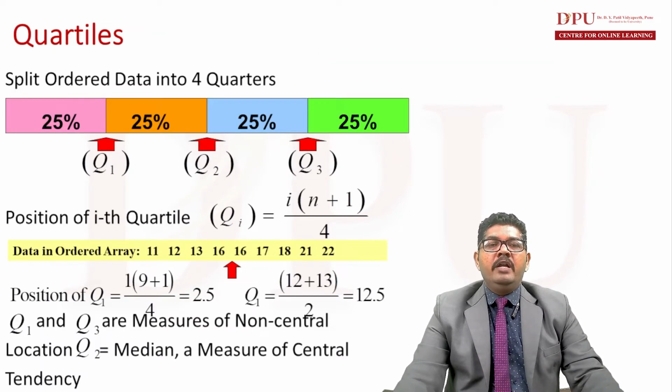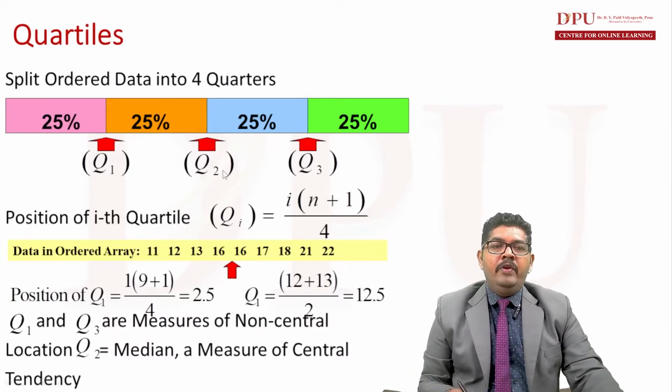Split ordered data into 4 quarters. So quartiles we are talking about now after range. Quartile deviation is another kind of measure of dispersion. When we have data, we divide the entire data into 4 quarters, and this is again similar to the positional average like the median. So when the data is divided into 4 quarters, this particular position will be the position of Q1, that is the first quartile. Okay, let me point it out.